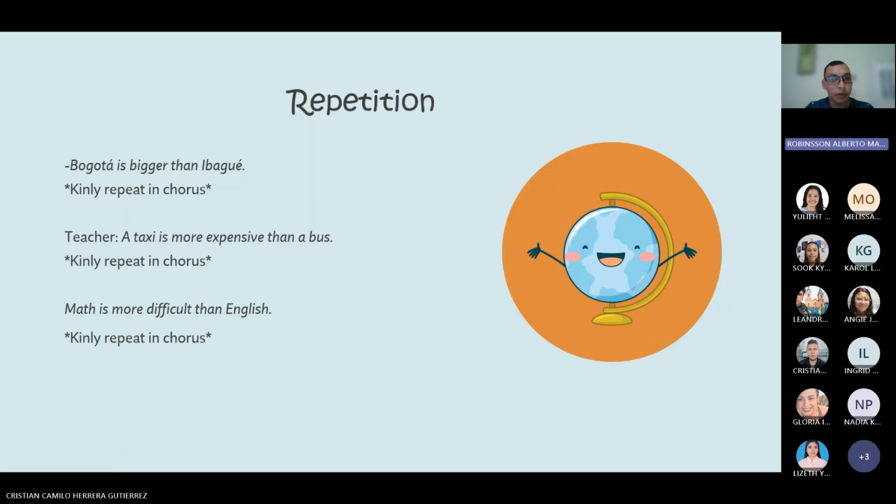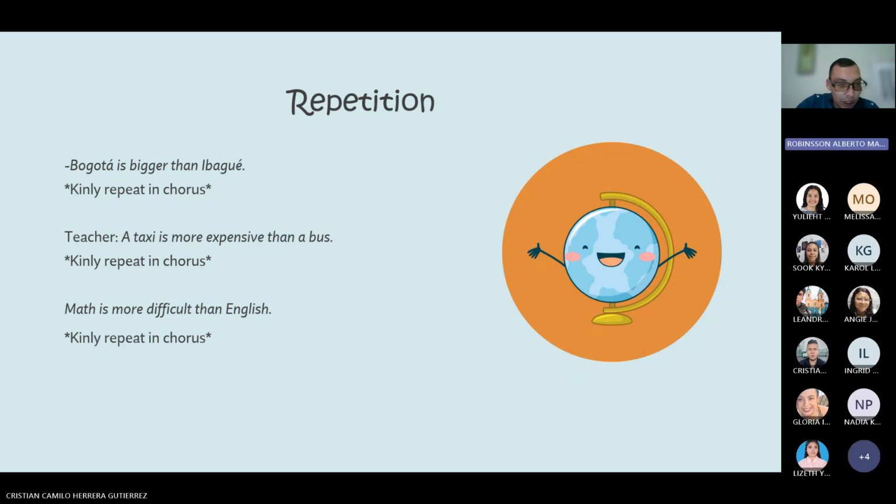Okay. Now, this method uses the repetition, as I said in the first part of the class. So let's do this example. Everyone has to repeat after me. Bogota is bigger than Ibagué. Repeat. Bogota is bigger than Ibagué. That's right. Again, Bogota is bigger than Ibagué. Bogota is bigger than Ibagué.